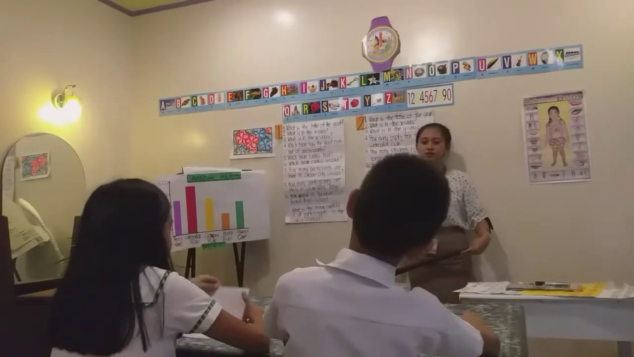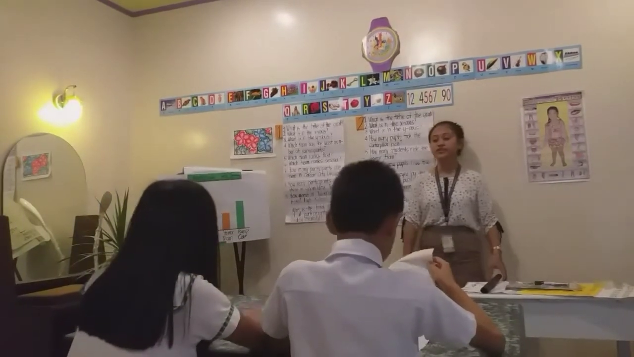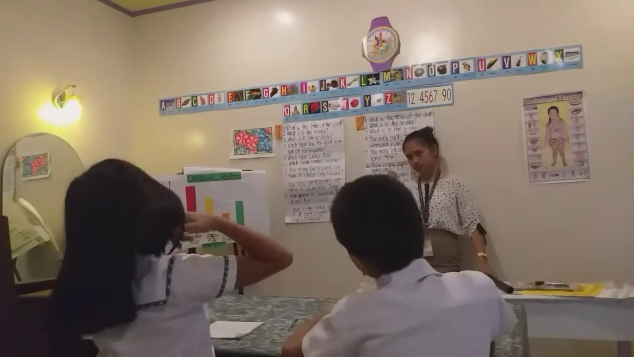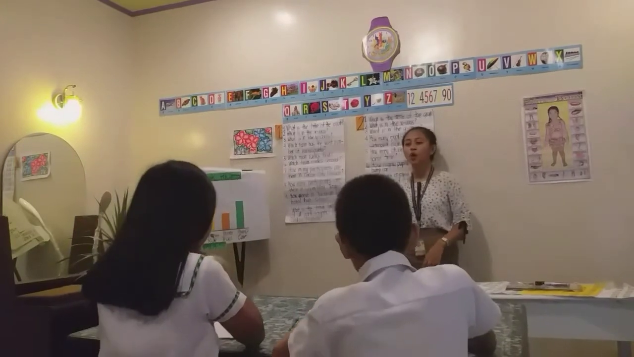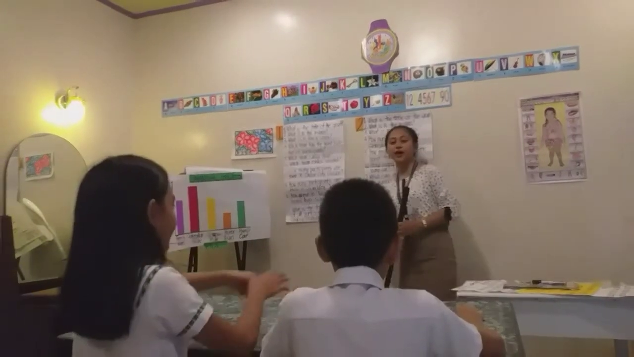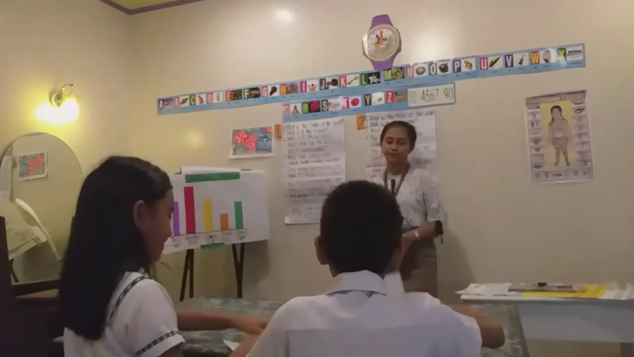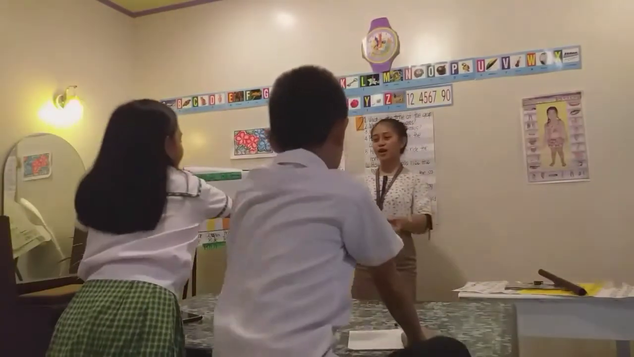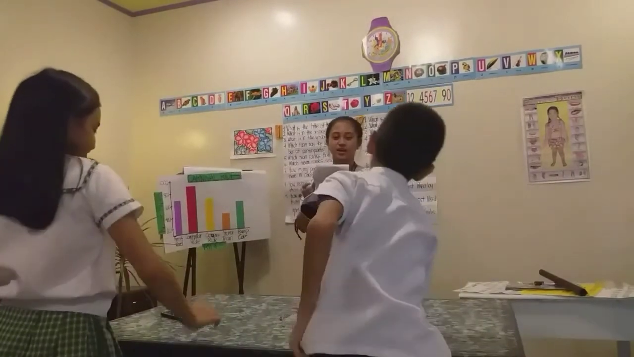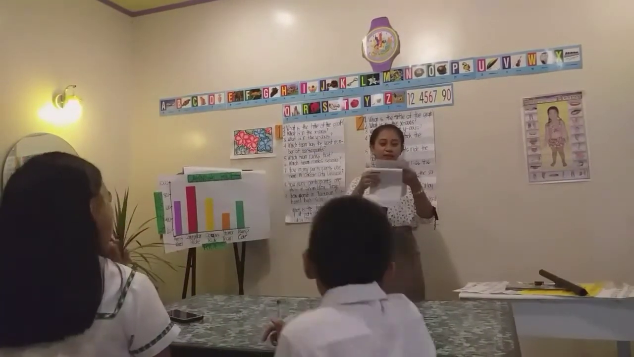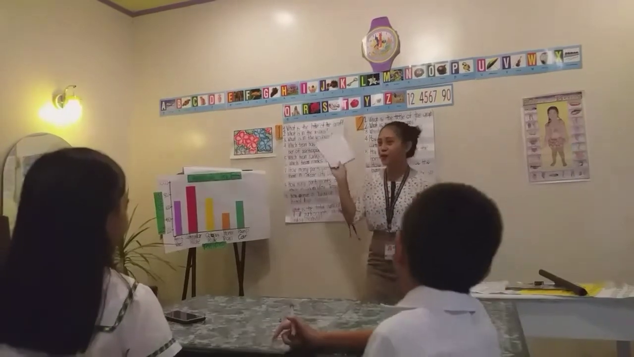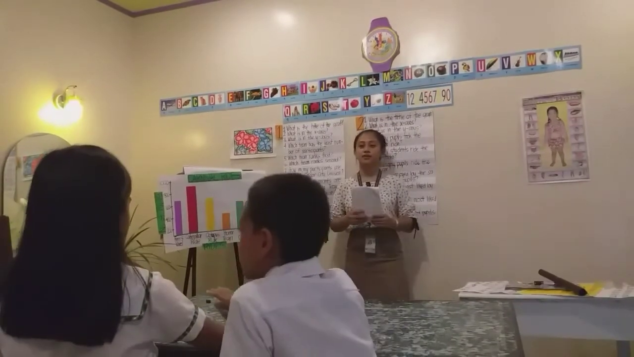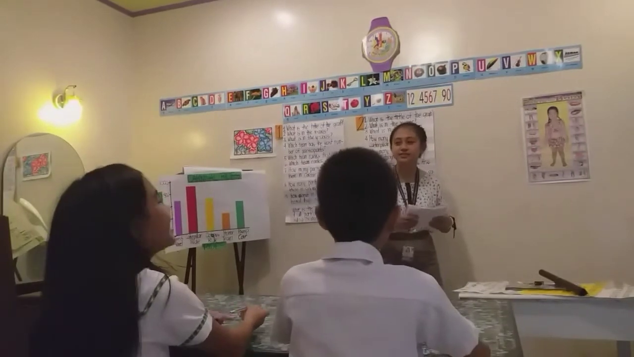Okay, please count the correct answers and check the wrong ones. Yes, Lana. Total of 40. Okay, give it back to the owner. Who got 40? Please pass your papers. Okay, 40. Lana got 40. Rafa got 40. Okay, you two have a perfect score. Yay. Okay, do you understand, class? Yes, Ma'am.